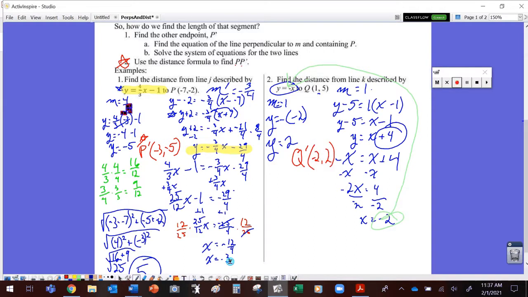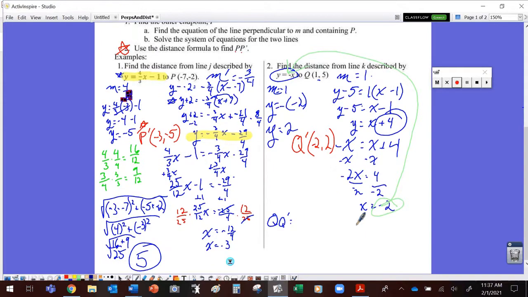Now the last thing that we need to do is find the distance from Q prime to Q. So let's go down here where we'll have a little bit more space. Big old square root of, let's call this one x1, y1, and this one x2, y2. So x2 is negative 2 minus your x1 is 1, quantity squared, plus your y2 is 2 minus your y1 is 5, quantity squared.